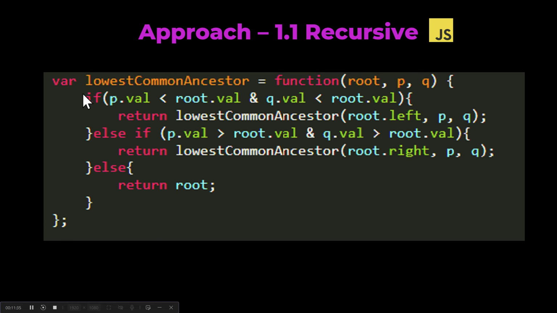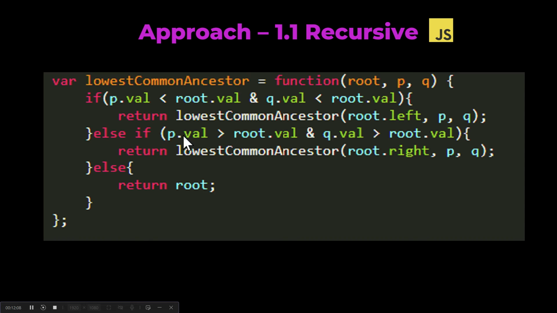So in this if clause, we are checking only the left subtree. We check if the p value is less than the value given at the root, and also if q is less than the root value. If they are both less than the root value, then we only have to check the left subtree. So that's what we are doing. We call the function itself, lowestCommonAncestor, and pass in root.left. We are only checking the left side.